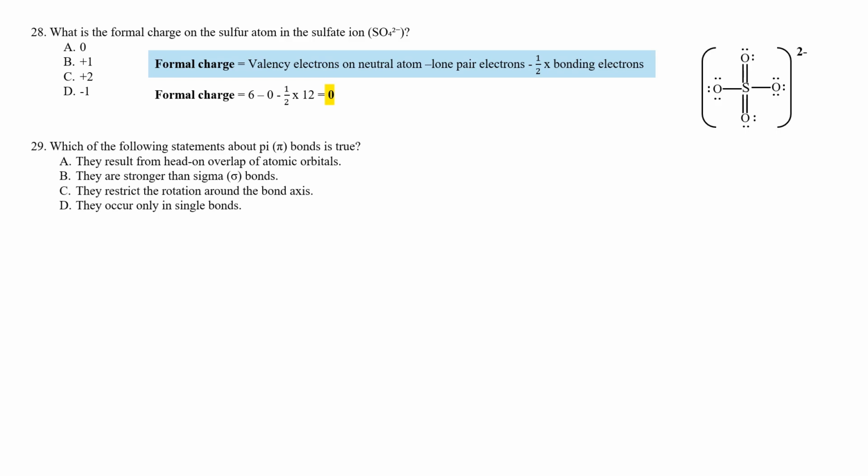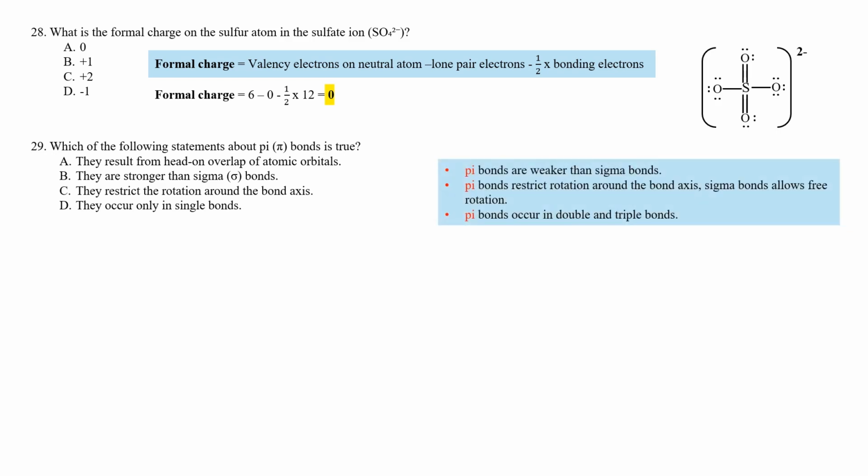Question number 29. Which of the following statements about the pi bonds is true? We discussed there are two types of bonds, sigma bonds and the pi bonds. Sigma bonds, all single bonds are sigma. Pi bonds present only in the double bonds and the triple bonds.